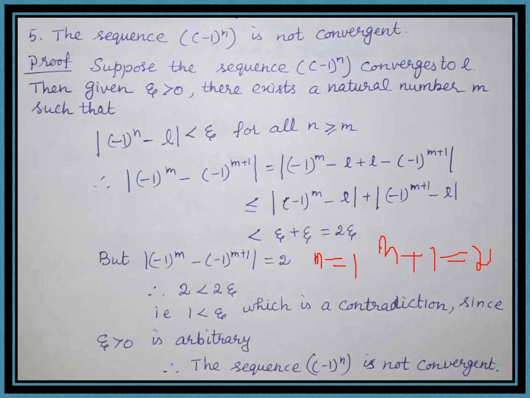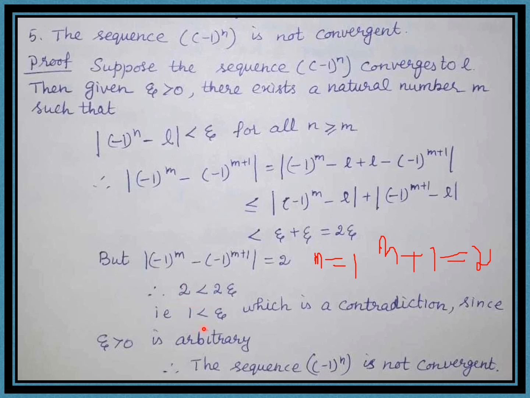Suppose m is even. Then (minus 1) power m will become plus 1, and m plus 1 will become odd. Therefore, we'll have minus 1 here. Minus of minus will become plus. Therefore, 1 plus 1 will become 2. Anyhow, we will get the value 2. From this, we get that the left hand side is 2, right hand side is 2 epsilon. Therefore, we get 2 less than 2 epsilon.